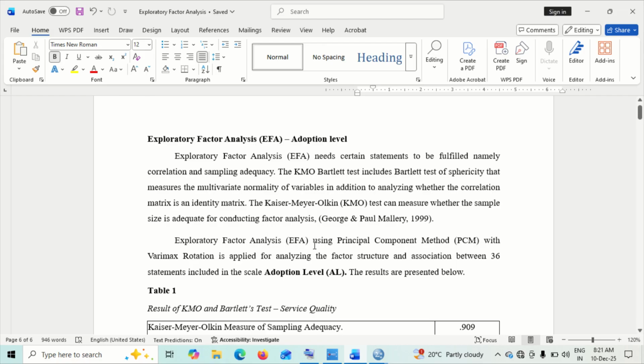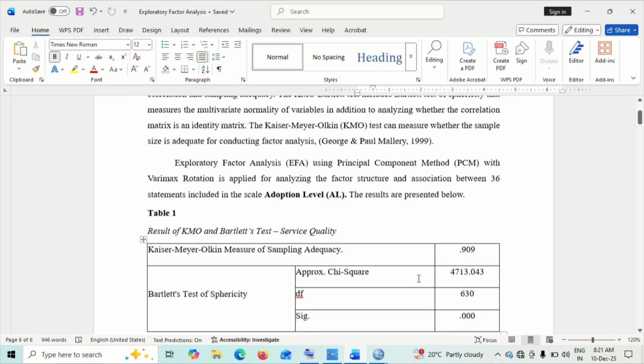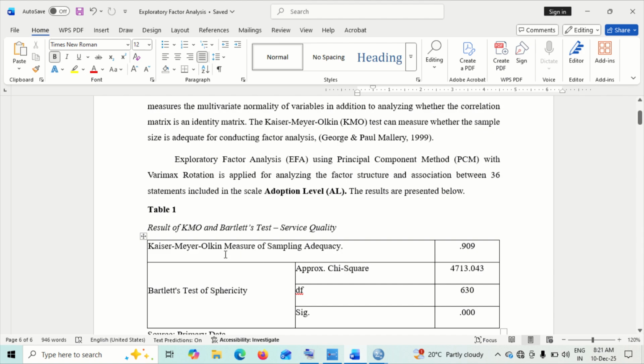Exploratory factor analysis using the principal component method with varimax rotation is applied for analyzing the factor structure and association between the 36 statements included in the scale of adoption level. Here there are 36 statements used to measure the scale of adoption level. The results are presented below. First of all, we have to look at the interpretation of the result of the KMO and Bartlett test of adoption level.